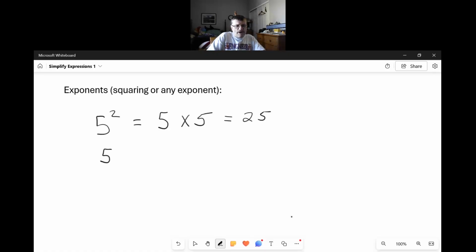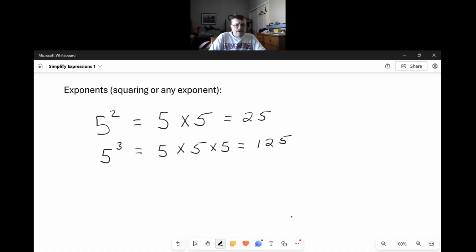Same thing with 5, and we're going to raise this to the third power. We're going to take the 5 and multiply it by itself as many times as the exponent tells me to. So in this case, 5 times 5 times 5 is 125. I'm going to show you how to do all these on our calculator in a little bit.